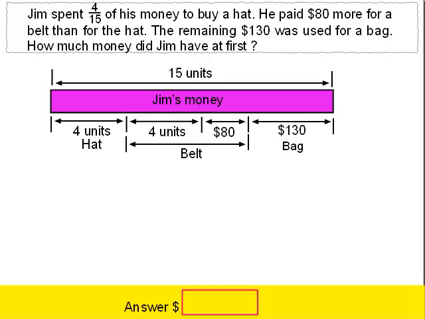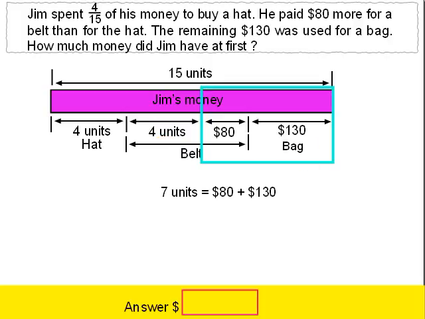The question asks, how much money did Jim have at first? To answer that question, we have to find out how much is 1 unit of money. To find that, look at this portion of the model, which is $80 plus $130. And then we compare it. The total units was 15, and 4 units was taken by the hat, 4 units was taken up by the belt for this part. So the difference was 7 units.